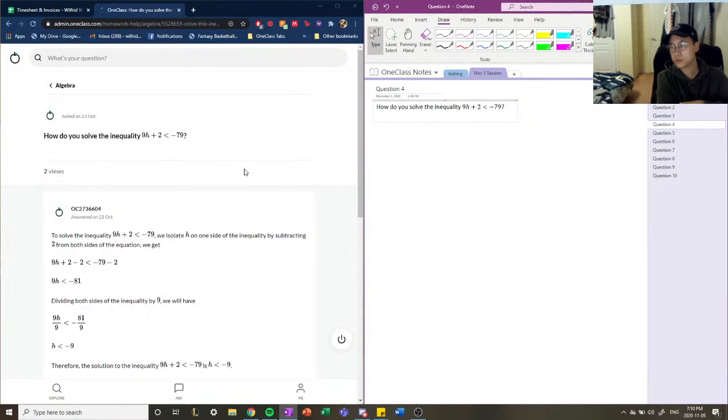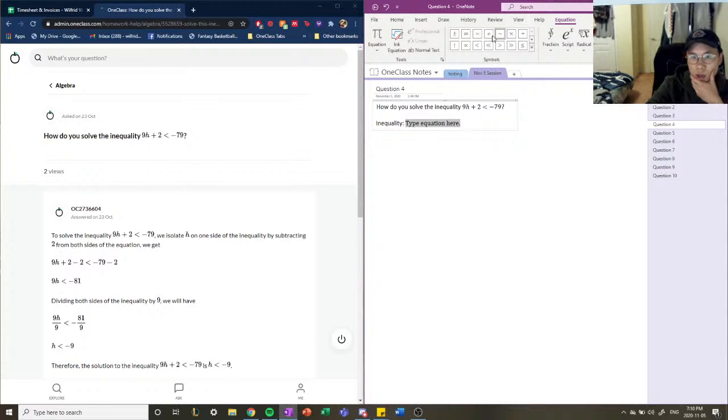All right. So how do you solve the inequality 9h plus 2 is less than negative 79? For those of you who are unaware of what an inequality is, it is the general term that encapsulates, I believe, 5 different types of mathematical symbols. So let's list them out here. So the first one that you all might know is the equal sign. That means that the left side and the right side are equal to each other.